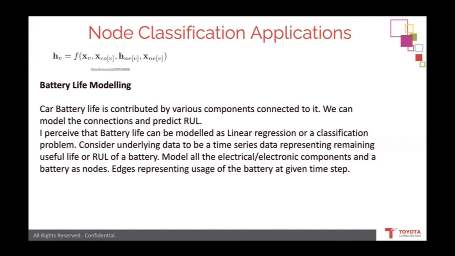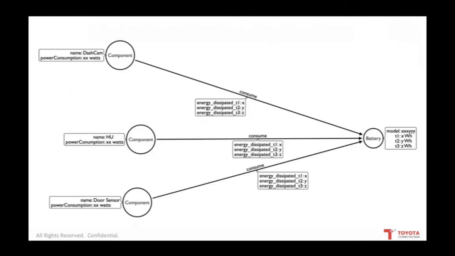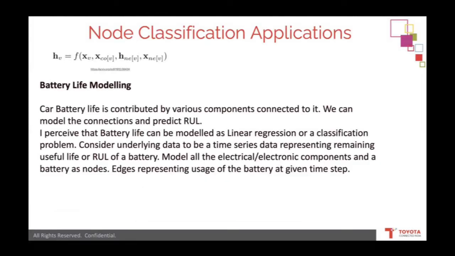So what I'm going to consider is, I don't have any demo prepared for this, but I have some beautiful diagrams that I drew on my own, so bear with that. Considering the data to be time series data representing the remaining useful life of a battery, model all the electronic components that consume battery as nodes. The node of all of these components will have the label called components, and it is all going to get connected to one battery, or probably if you have two batteries in a car, it will be connected to two batteries. Whatever it is, we have nodes with labels such as components and battery in our problem.